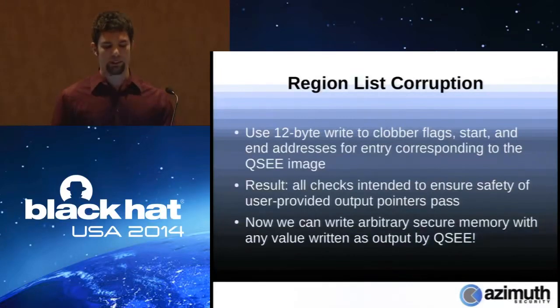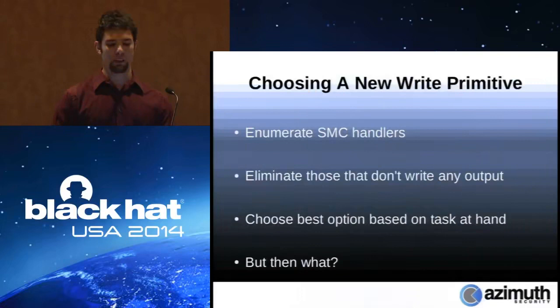And at this point, this gives us the ability to write to arbitrary secure memory with any value that QSEE writes as output at any point. Here we can basically choose a new write primitive. We've expanded our vocabulary for what we're able to write to secure memory.